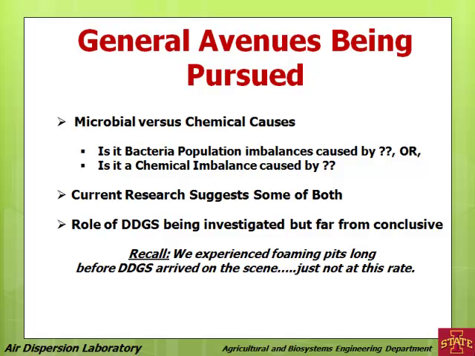General avenues being pursued. So here's some of the things we're looking at. We've got a project, as you know, going on, we're looking at either some microbial cause of foam or chemical cause of foam or some combination of the two. Is it a bacteria population imbalance or is there some chemical imbalance going on that we have yet to uncover? Current research suggests a little bit of both, and the role of DDGs being investigated but far from conclusive. Okay?